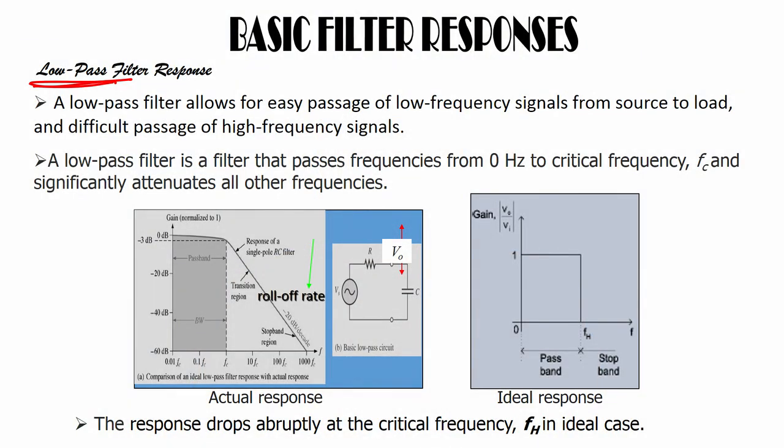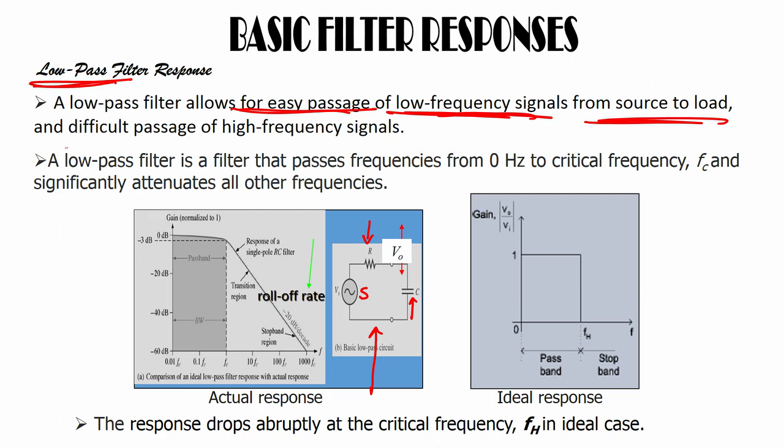Okay. So, if you come back to the screen, what you see is a low pass filter allows easy passage of low frequency signals from source to load. So, you see here, this is a circuit. There is a source, there is a resistor R and there is a capacitor C. So, just using components R and C you can form a low pass passive filter, that is your passive filter.